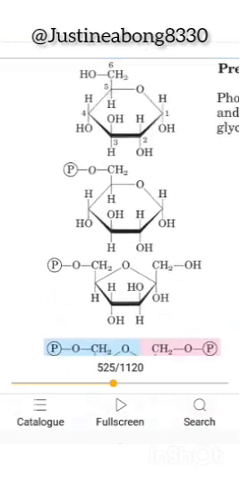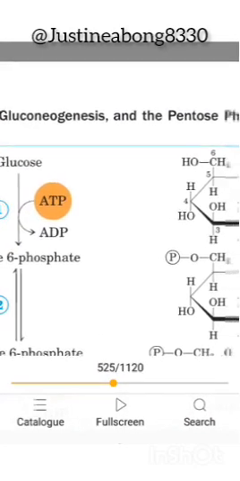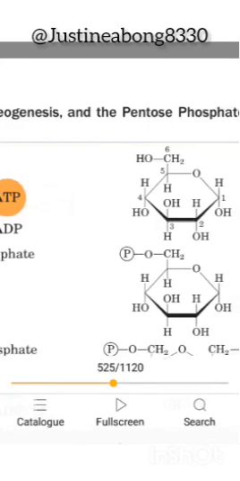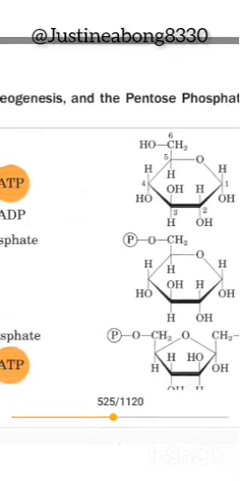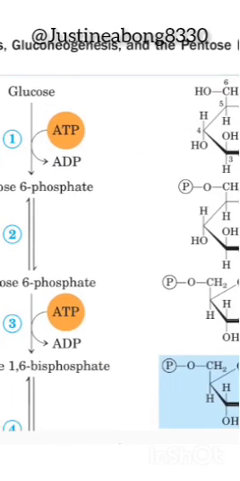Let's look at this step by step. In step 1, glucose is phosphorylated. Hexokinase aids the phosphorylation of glucose, and the product which is formed is glucose 6-phosphate. ATP comes into that reaction and loses a phosphate and comes out as ADP.